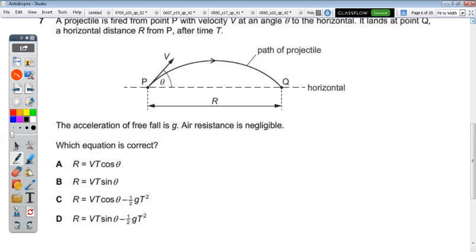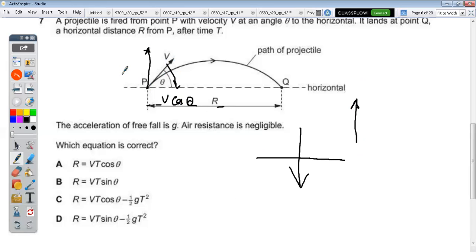We are forgetting things here. This range here is movement in a straight line. It has nothing to do with g. g affects only the vertical component. So the horizontal component is V cos theta. The vertical component is V sin theta, but it's the one that is affected by g. Makes sense? So it's A. It is simply the velocity times the time, because distance is speed times time.